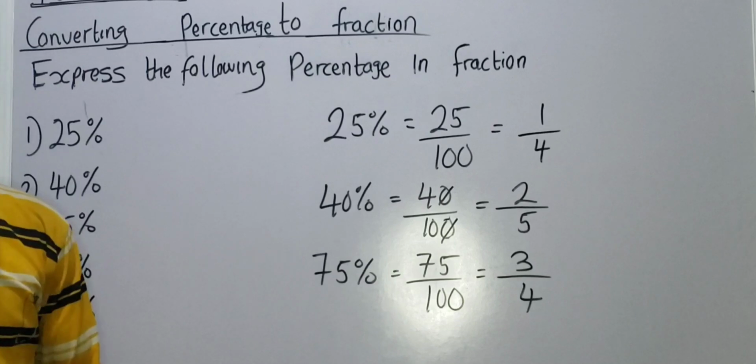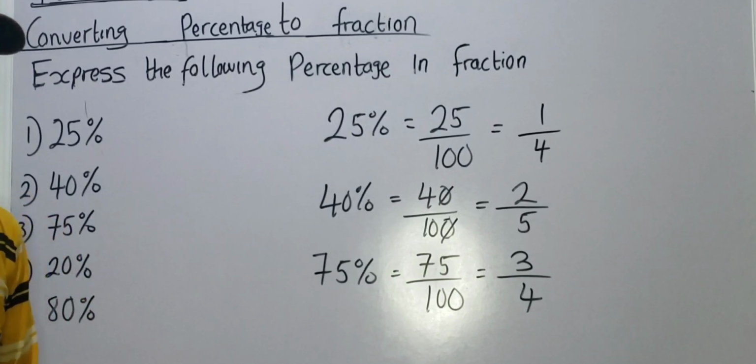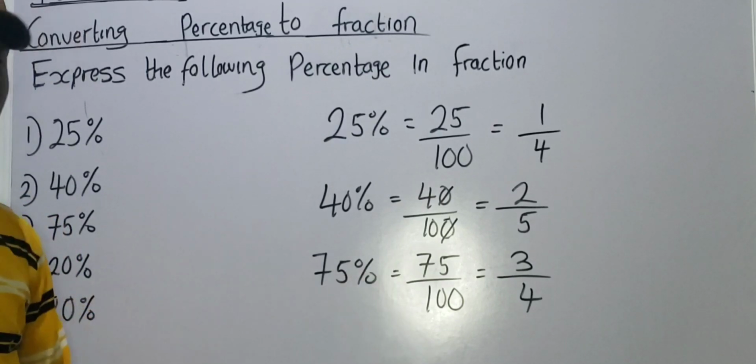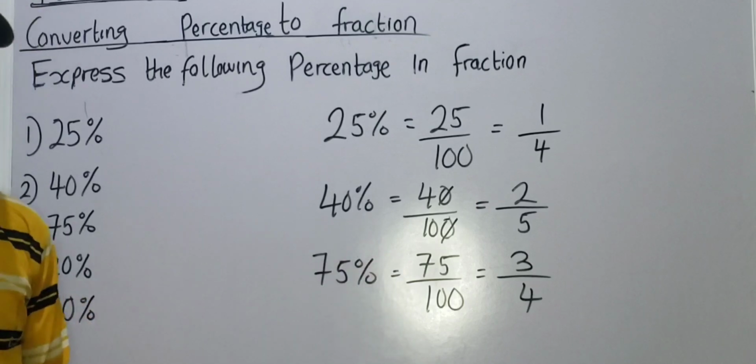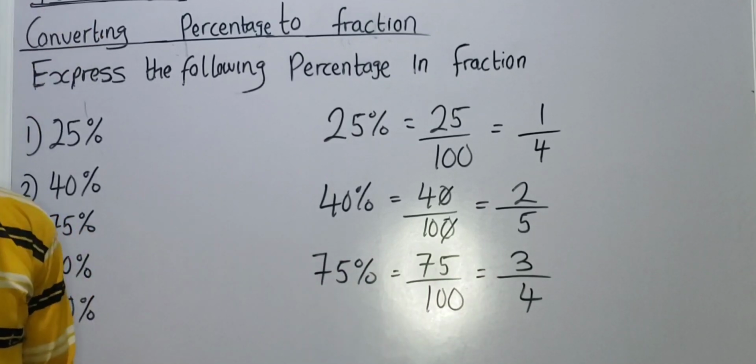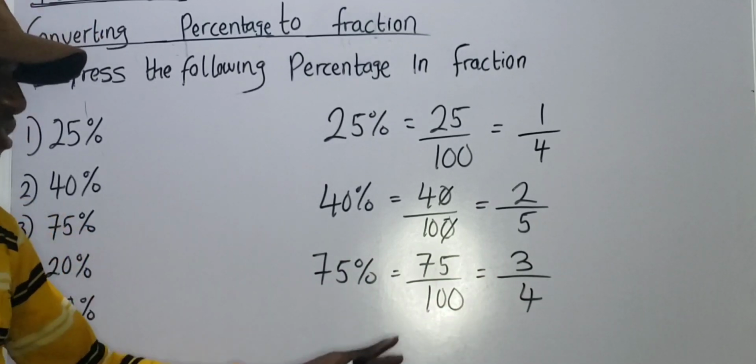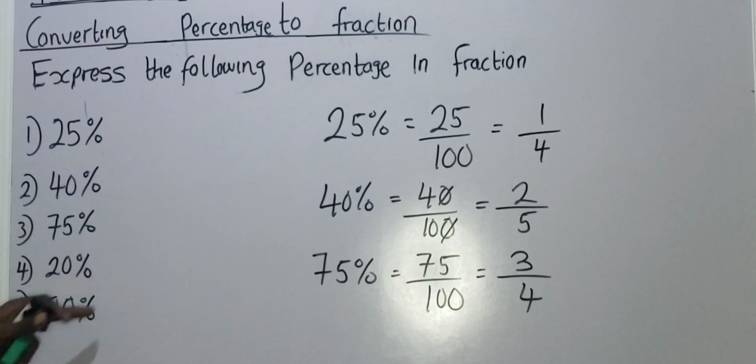75%. 75% is expressed as what? 75 over 100. What can go in 75 and 100? 25. 75 divided by 25 is what? 3. 100 divided by 25 is what? 4. That is how I got this. Now, I want you to attempt question 4 and 5. Okay? Attempt question 4 and 5.